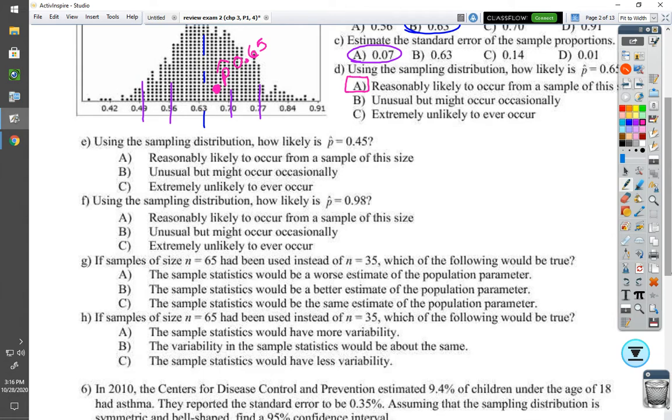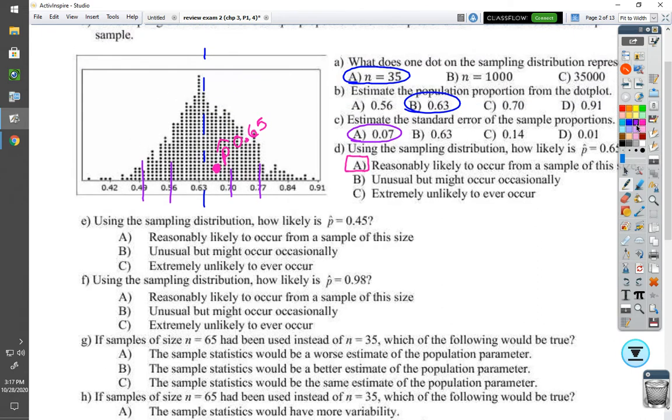Problem E, using the sampling distribution, how likely is p-hat 0.45? When we're looking at 0.45, we have to do exactly the same thing. We have to go to 0.45. We have to find it. It is clearly down under in the area. So 0.45 is down on the outside tail. p-hat 0.45. So now when I'm looking at 0.45, it is unusual, but it definitely could happen occasionally because I see dots out there.